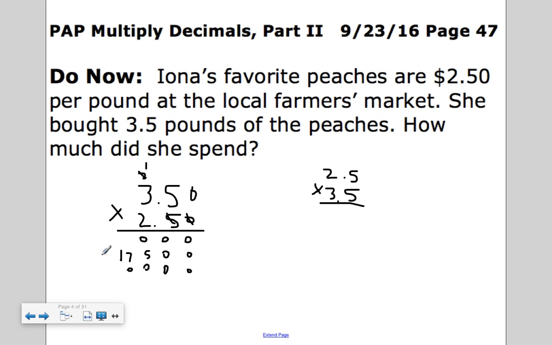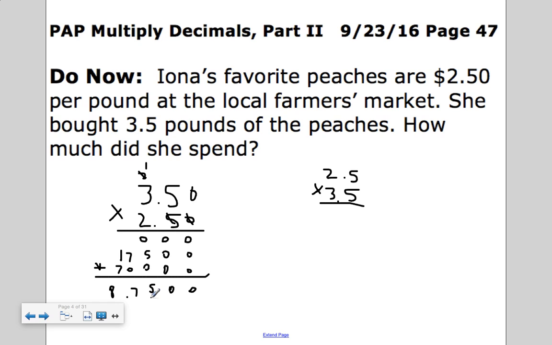2 times 3 is 6 plus 1 is 7. So it adds up to 0, 0, 5, 7, and 8. This is 4 digits behind a decimal point. So I need to move it 4 digits.